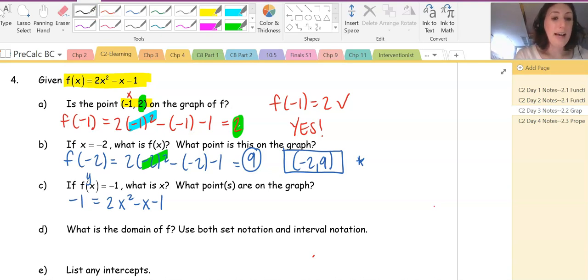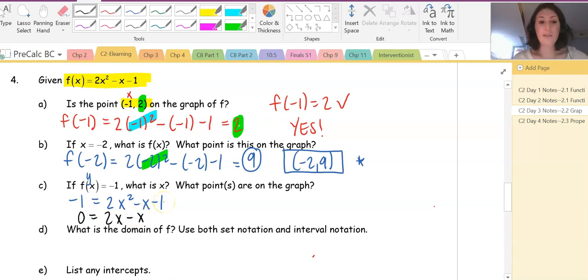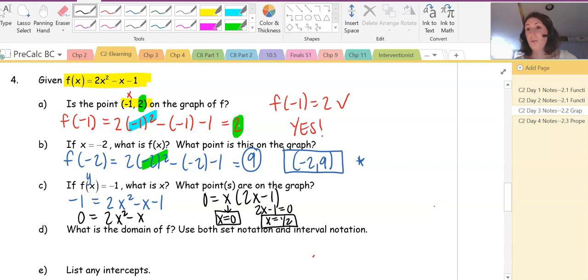So to do that, I am going to factor. So I'm going to add my -1 over, and it actually is going to cancel with my other -1. And then I should be able to factor out an x. Okay, and then I'll just do some zero product property and set each of these equal to 0. So that'll be an x equals 1/2. Okay, so those are the two x's when the y is -1.